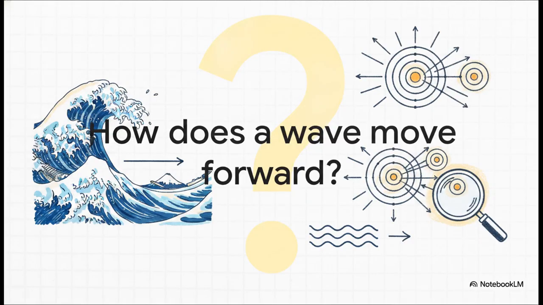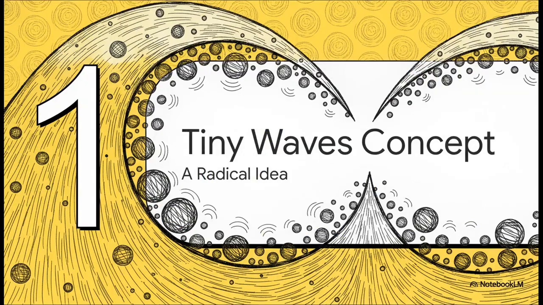Okay, so it starts with what seems like a ridiculously simple question. How does a wave actually move forward? When we think about wave mechanics, our gut intuition usually makes us picture a single, solid entity just kind of pushing its way through space. But to really grasp how light travels, we have to completely flip our perspective. We literally need to abandon that macro level intuition and zoom way, way in to see the exact micromechanics at play. Section 1. The radical tiny waves concept.